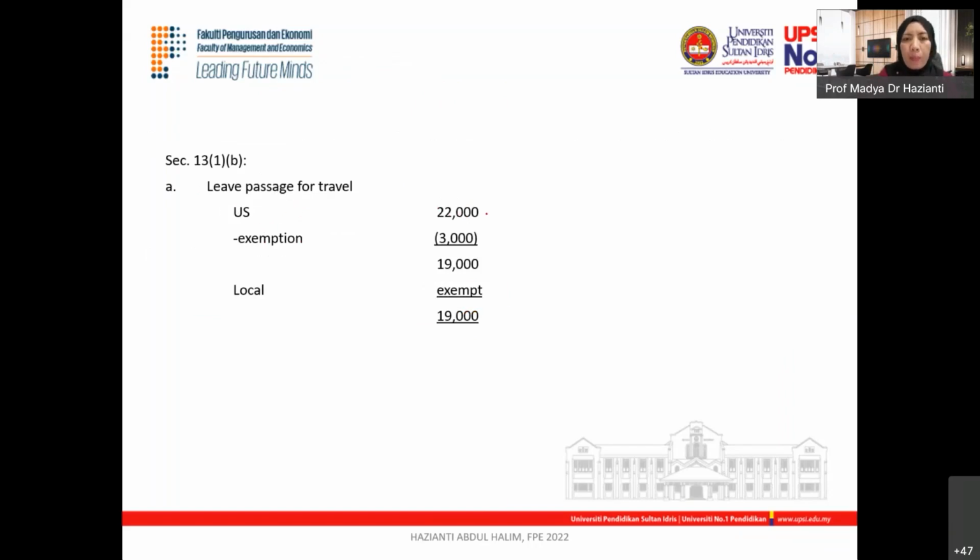Alright, so for US 22,000 tambang dia tadi kan. So untuk overseas exemption is 3,000. So do not ask me kenapa 3,000, ini memang dalam perkeliling, dalam kita panggil public rulings. Dalam public rulings dia PR number, saya tak ingat number berapa, nanti kita cari balik. Exemption untuk overseas 3,000. Ini IRB yang tetapkan, Lembaga Hasil yang tetapkan. So for overseas travelling, exemption is 3,000. 19,000 kena bayar tax. Untuk local, semua exempted.